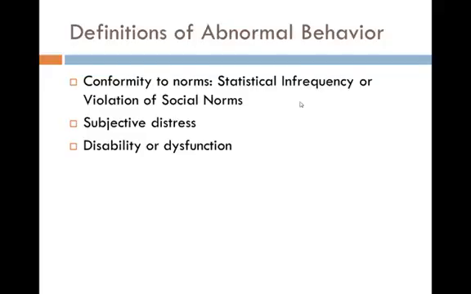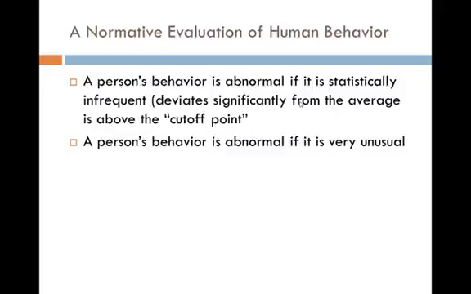It also looks at disability or dysfunction. The DSM, as I stated a little bit ago, focuses on the extent to which one is experiencing dysfunction or abnormal behavior. So as we explore abnormal behavior, we look at it from a normative, evaluative perspective of human behavior. And in so doing, we're looking at a person's behavior as to the extent to which it's abnormal and also whether it's statistically infrequent or frequent.